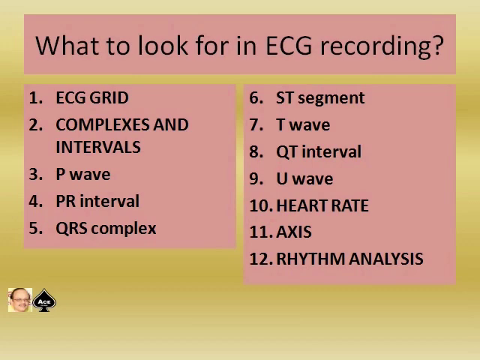The preliminary steps which we will look for are the ECG grid, secondly the complexes and the intervals: the P wave, the PR interval, QRS complex, ST segment, T wave, QT interval, U wave. Then calculate the heart rate and axis and analyze the rhythm if there is any abnormality.